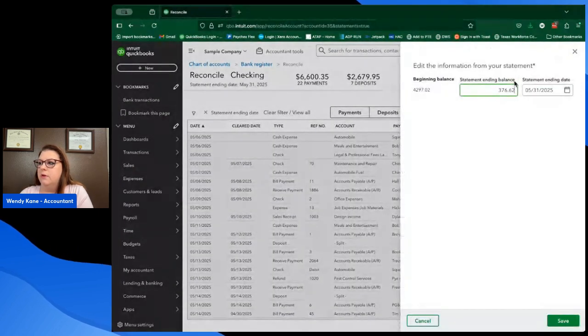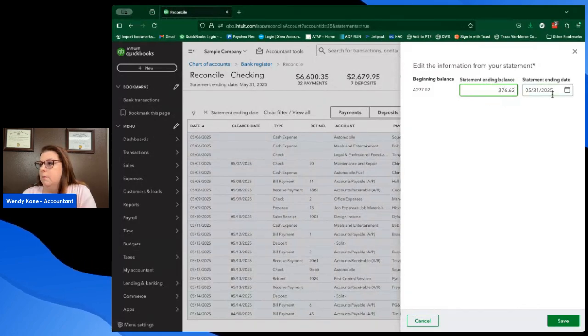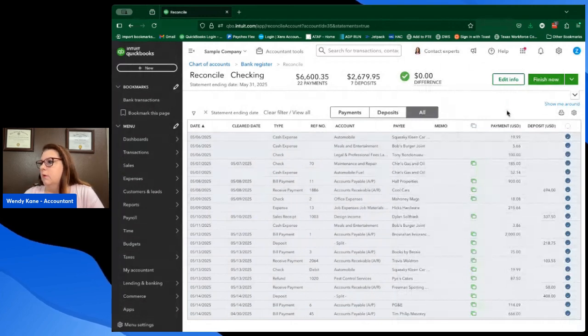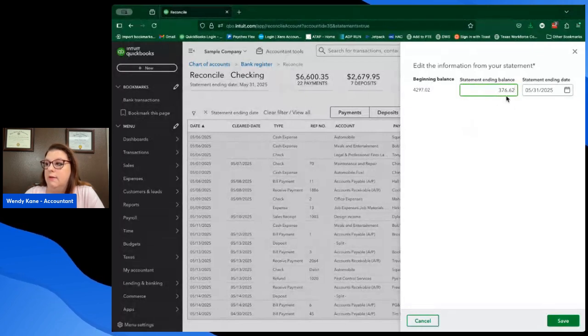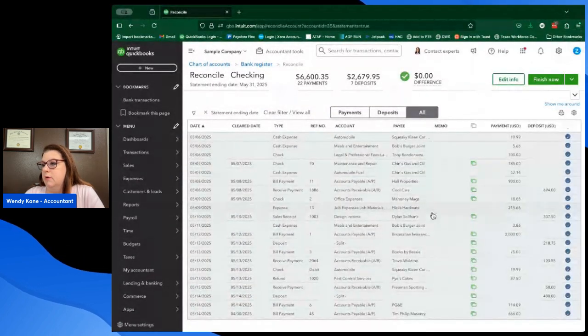Okay, this is where you enter the information from your statement. So, the bank statement or the credit card statement, this ending balance comes from that statement. Okay. And then the date. And so that is what we're looking at. According to the bank, your account had $376.62 in it at the end of May. Okay, cool. And so we look at QuickBooks and we're like, hey, look, we did it.